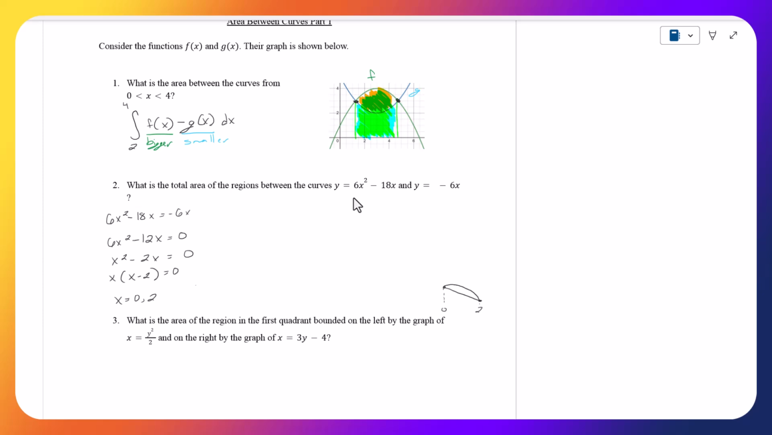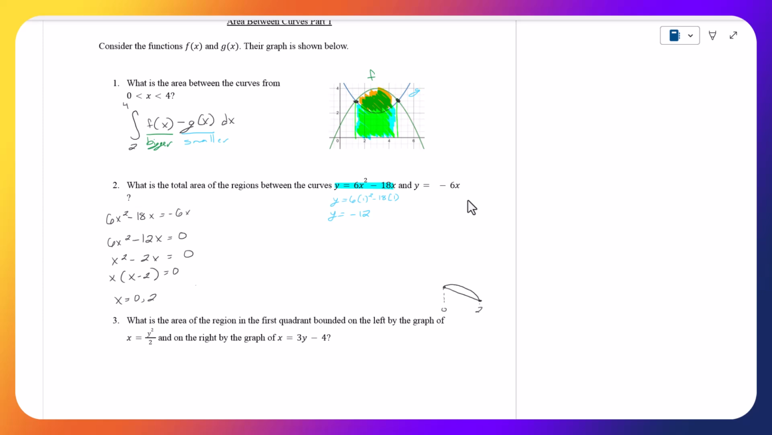Let's check a number in between 0 and 2. So let's take this function right here, y equals 6x squared minus 18x, and I'm going to try plugging in 1 to see where it is. If we plug in a 1 there, we get y equals 6 times 1 squared minus 18 times 1. I'm not going to go through the whole computation, but we get y equals negative 12, because basically 6 minus 18. So this is where this function is at in this general area.